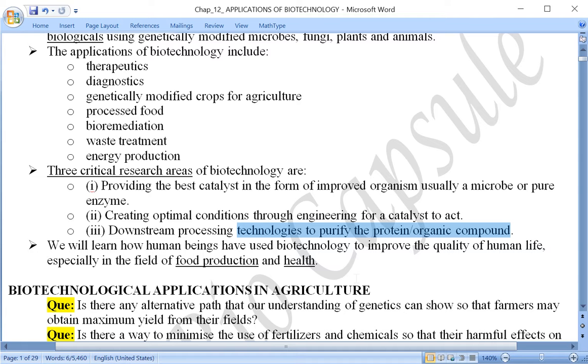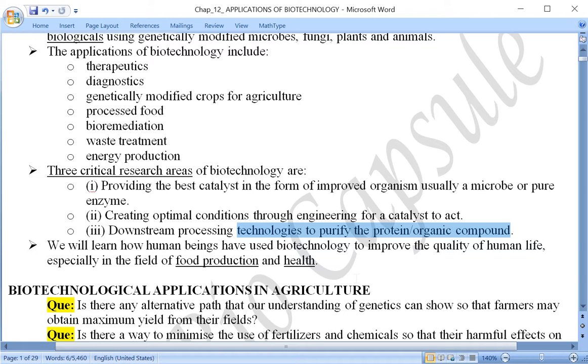Biotechnology has been used in the past for improving the quality of human life, and mainly here we are talking about food production, and also about health. Some time back I had given the example of insulin. Insulin is utilized for treatment of diabetes, so that is related to a health problem.